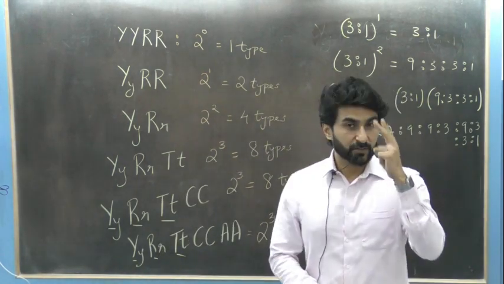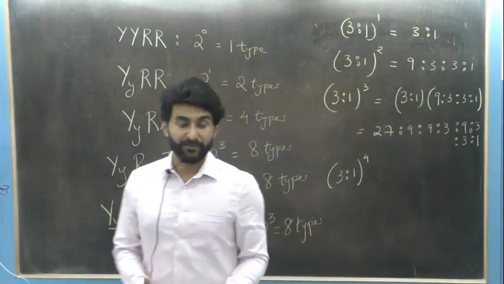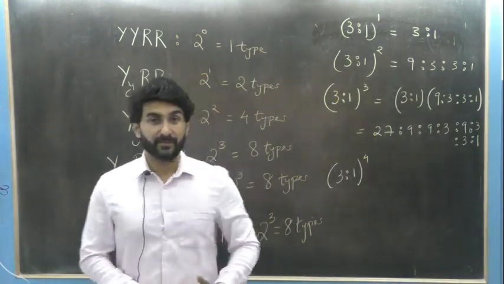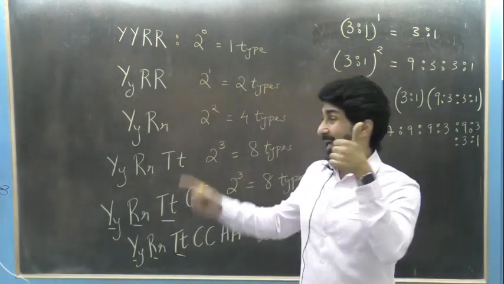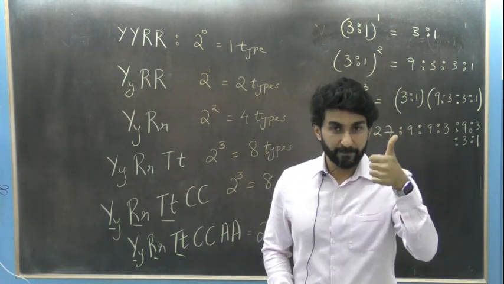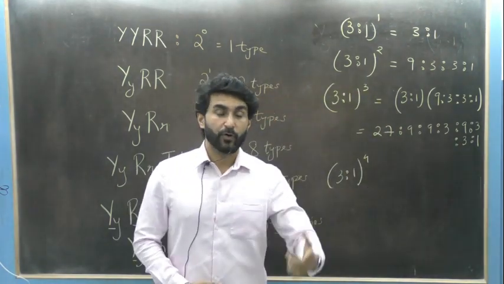So that's about the two concepts which can be asked in MCQs, which you may find difficult. If you use these methods, you would not face difficulties in finding out the types of gametes according to the genotype, and also in finding out the ratios according to the types of crosses.